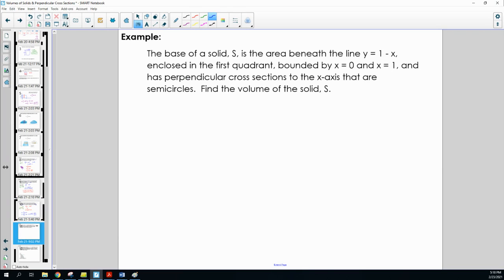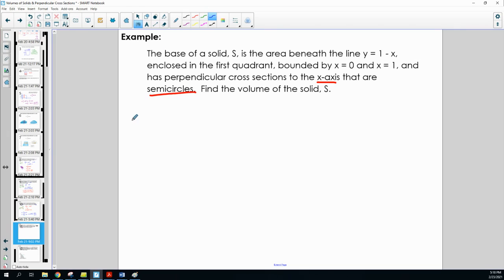Okay, so here, another example. The base of a solid, S, is the area beneath the line y equals 1 minus x, enclosed in the first quadrant, bounded by x equals 0 and x equals 1, has perpendicular cross sections to the x-axis that are semicircles. Find the volume of S.